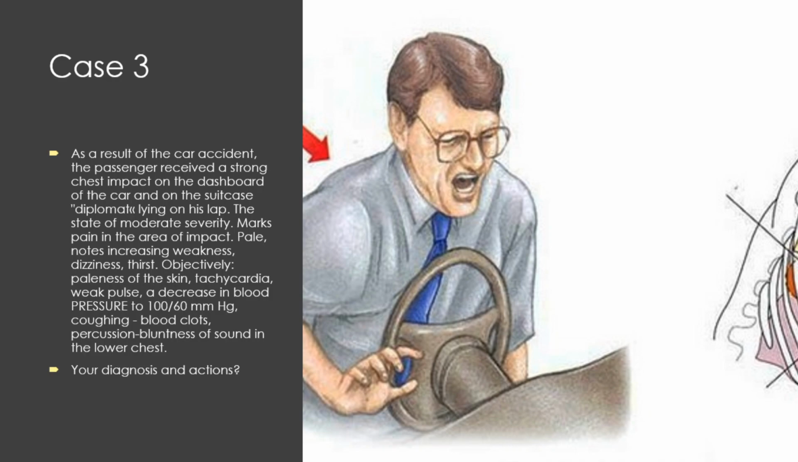Objectively, paleness of the skin, tachycardia, weak pulse, a decrease in blood pressure to 100 over 60, coughing with blood clots, percussion: bluntness of sound in the lower chest. What is your diagnosis and actions? Write the answer to case number 3 in your copybook. Stop the video, pause, or do what you want.